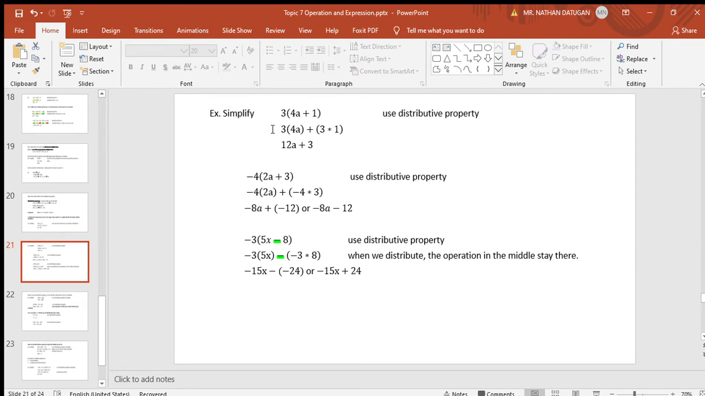Now let's have a more complicated distributive property example. We have 4a plus 1, all times 3. Now we're going to distribute 3 to 4a and 1. So it's going to be 3 times 4a, and then the other one will be 3 times 1. For the first term, 3 times 4a, we'll use the associative property to get 12a, and then 3 times 1 is basically 3.